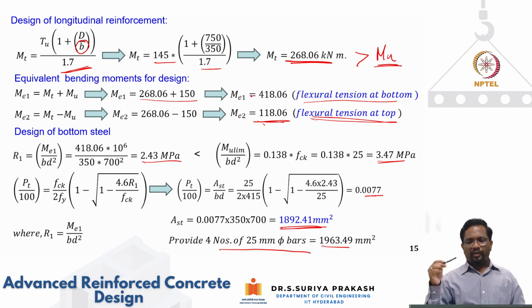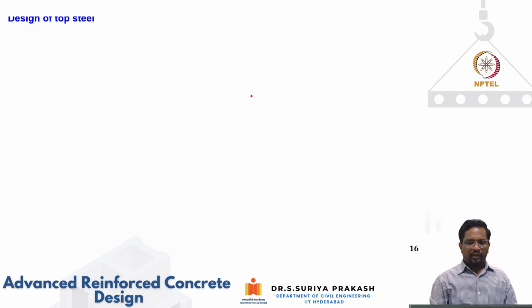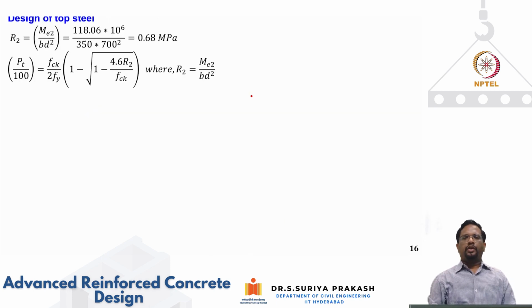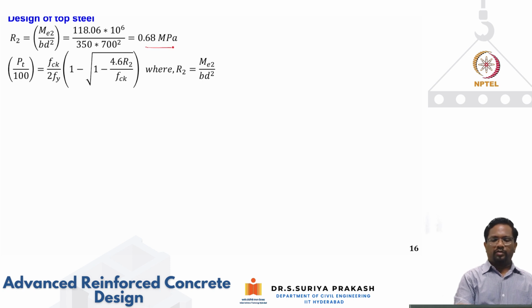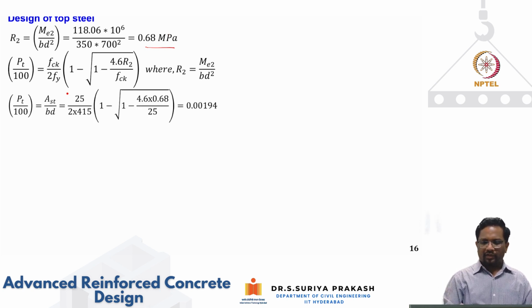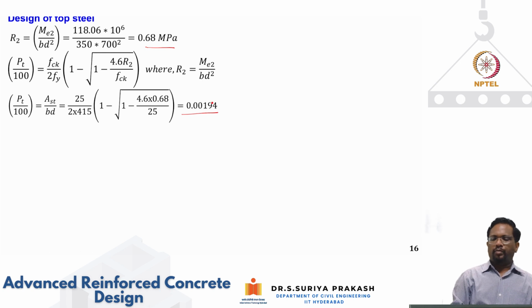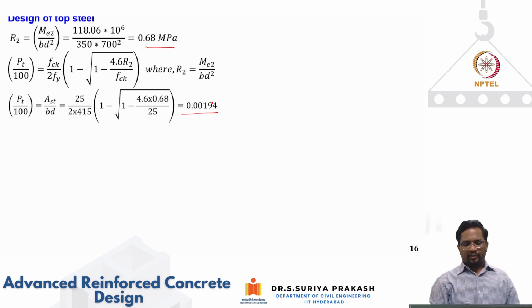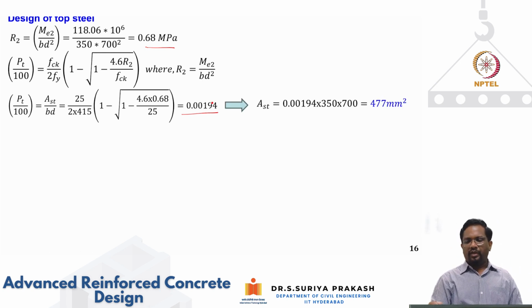In the earlier case, ME1 and ME2 were the same. Now ME1 and ME2 are different, so my top reinforcement is governed by ME2. So let's say top steel. Now I get my R2 as a very small value of 0.68, which we have already checked is less than the limit value. PT can be calculated from this. We'll find that it works out to be only 0.19 percentage of steel, a very small amount, which works out to be 480 mm square.